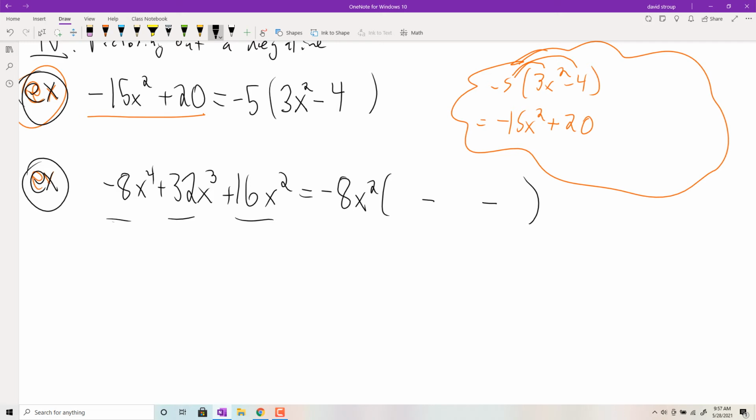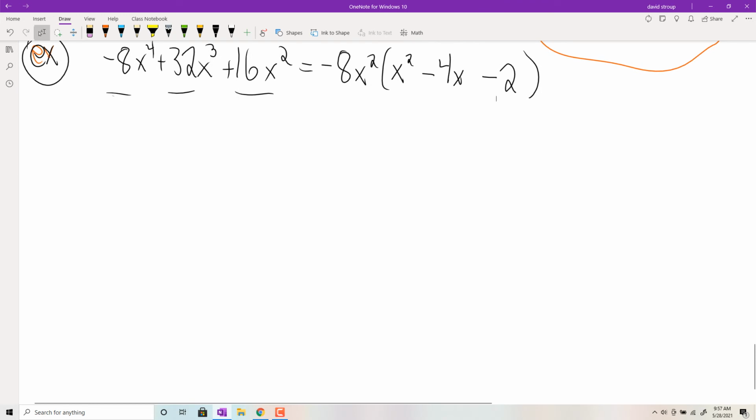So the first term will be x squared. Negative 8x squared times x squared will be negative 8x to the 4th. The second term will be 4x. And then the third term will be 2. Yep, that'll be it.